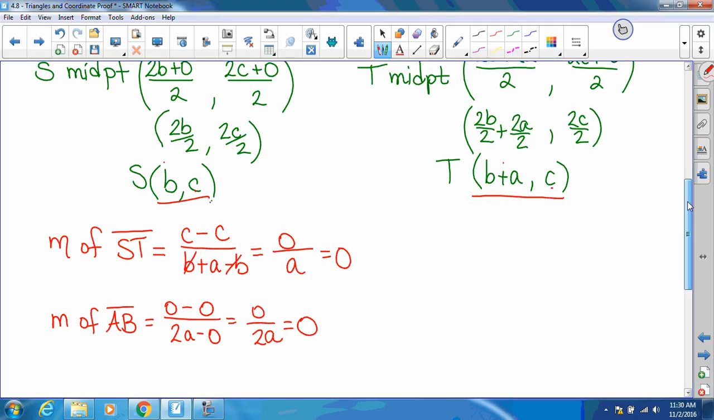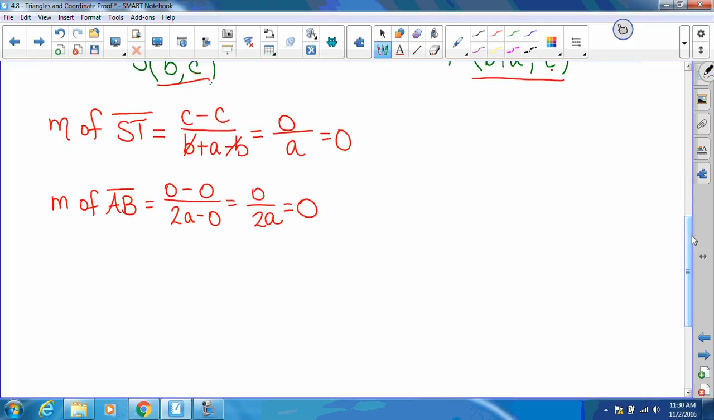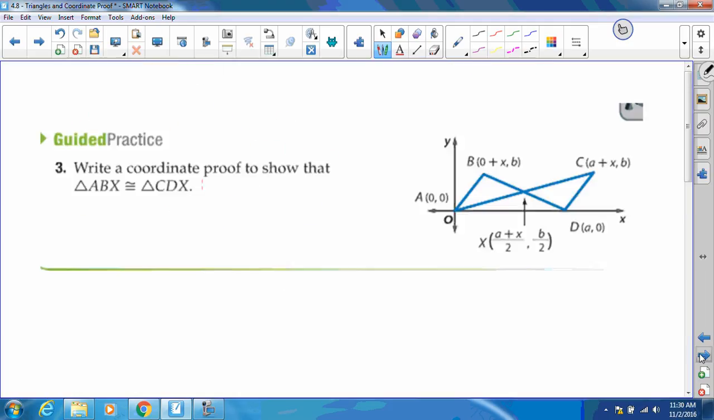They do have the same slope, so we have shown that the lines are parallel. So we're going to say segment ST is parallel to segment AB because their slopes are equal. And you're done with your proof. So a lot of coordinate proofs are going to be showing the work, doing the work for it, and then making your statement at the end, which verifies the work you did above. Okay, let's try another one of these.